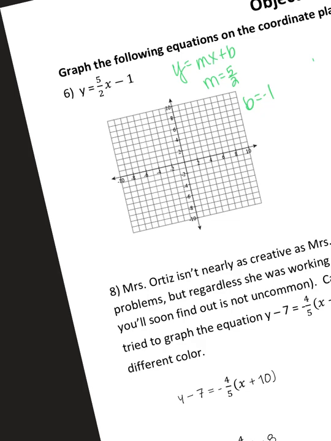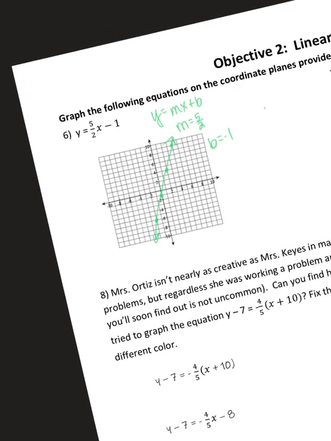So we're going to begin with b at -1. And from b, we're going to make use of the slope by going up 5, 1, 2, 3, 4, 5, and over 2. So rise over run. And we'll do that again. Up 5, over 2. Make sure that our line is pretty precise. Up 5, back 2, and draw our line in. All right, so that's graphing a line in slope-intercept form.